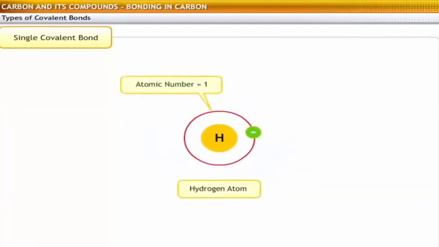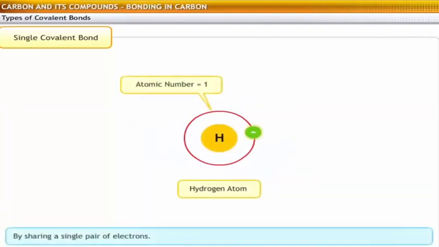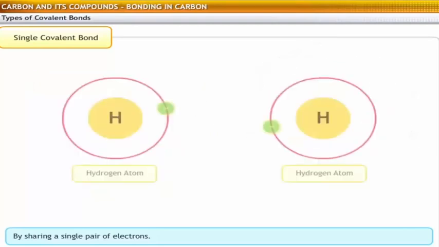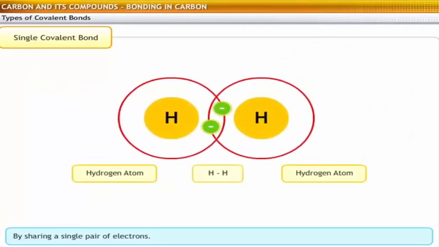We know that the atomic number of hydrogen is 1. Hence, hydrogen has 1 electron and it requires 1 more electron to attain the nearest inert gas configuration, which is helium. To achieve this, each hydrogen atom contributes an electron to form a single bond. Thus, a single covalent bond is formed between the 2 atoms of the hydrogen molecule.